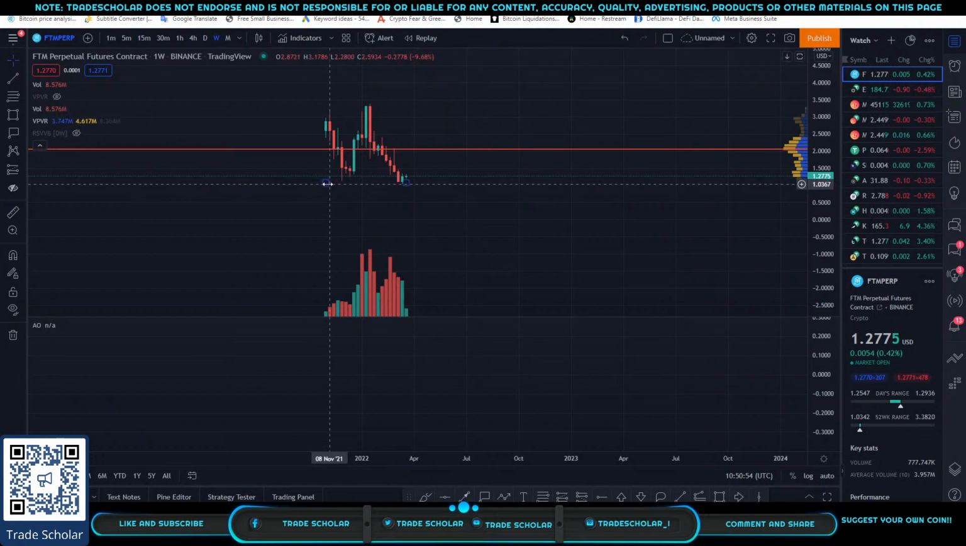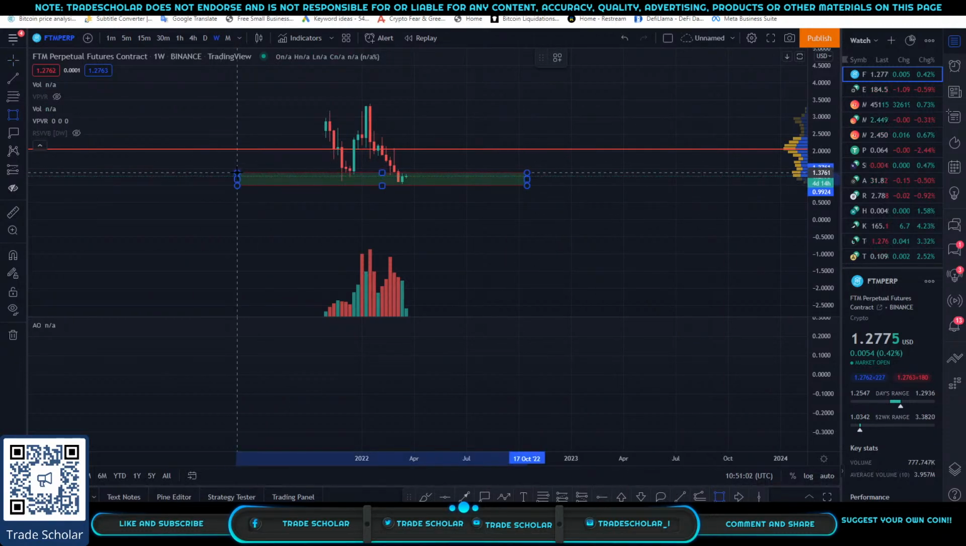They're already below. This is already the bottom. There is no other way but up. That is the case. You better open a long position here. Okay, you are in the demand zone, so you better open a position here, and then you can pump to the upside.